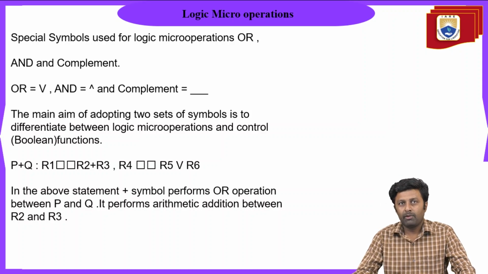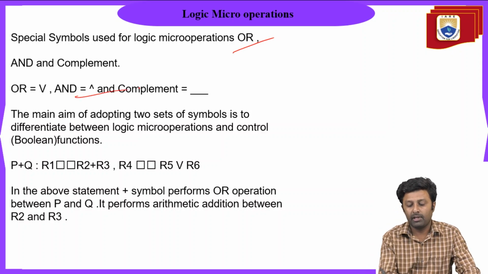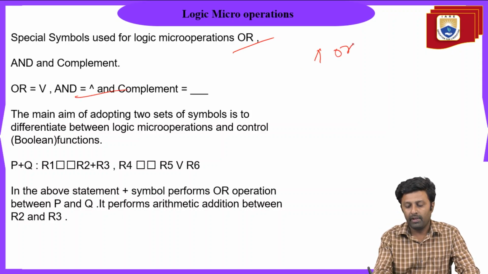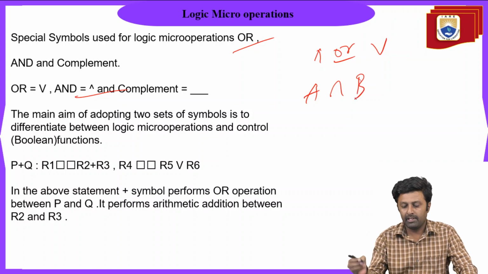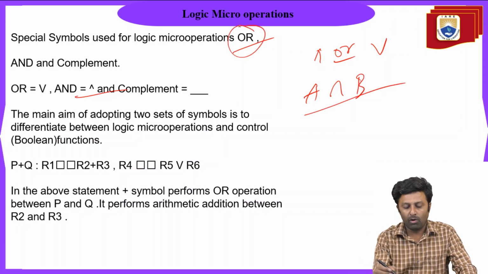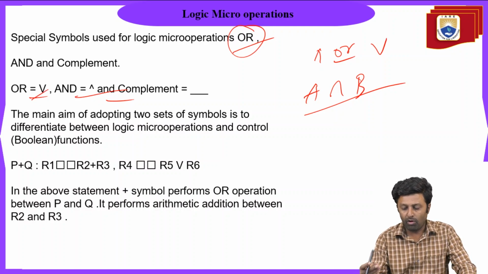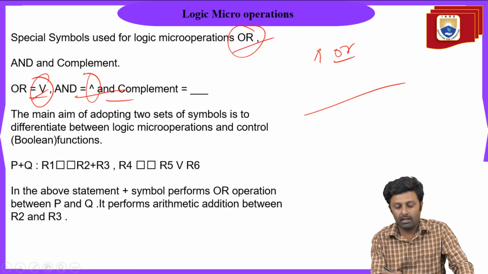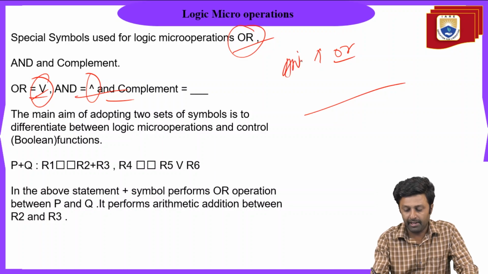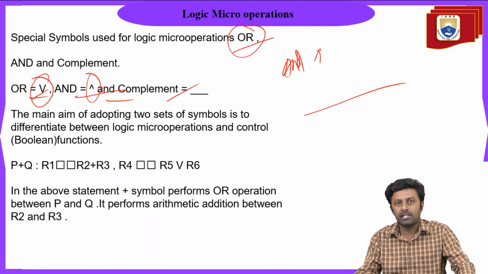Here in the logical microoperations, the OR operation is represented with this symbol, or we can write it this way. If I write A and B, then A OR B. So for OR operations we can use this symbol, and for AND operations, all of you know, we'll use this symbol. This is for the AND. So we can use different logical microoperations, as you've seen in the previous table.